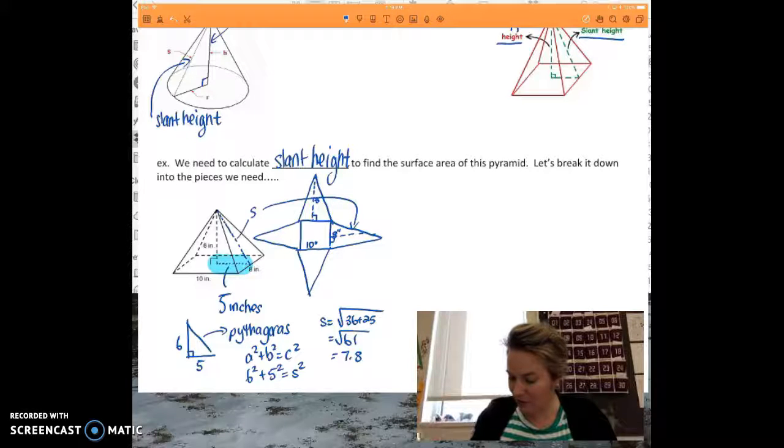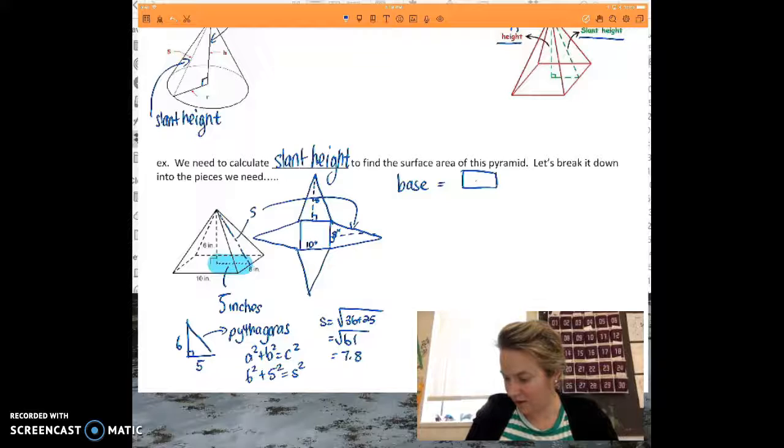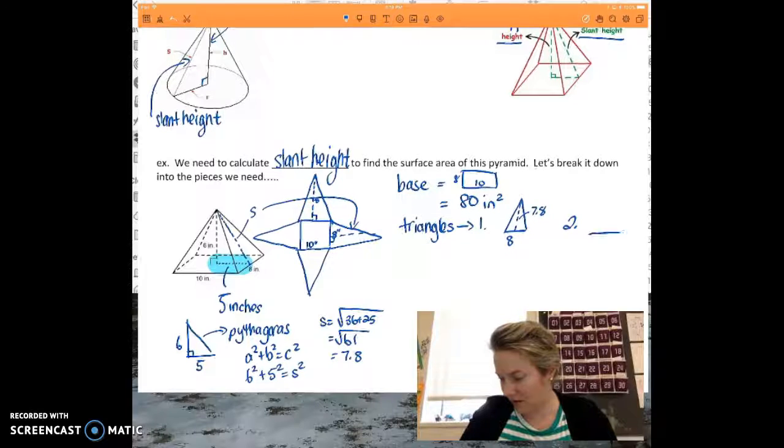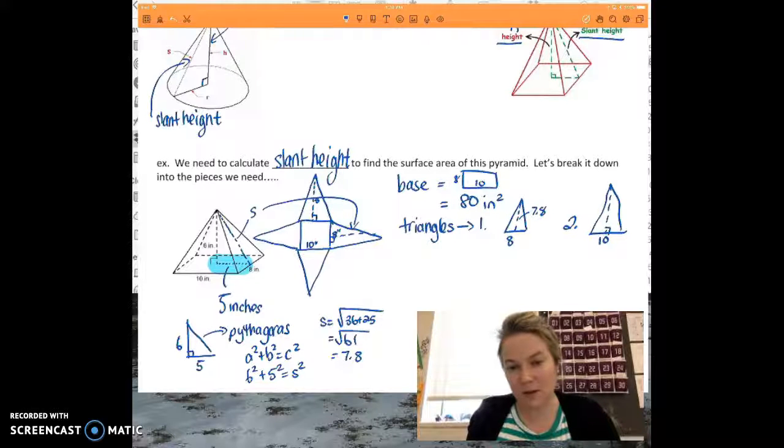So in order to find the surface area, we know that the base is a rectangle, 10 by 8, so the area is 80 inches squared. And we have two different types of triangles. We have one, which is 8 by 7.8. And we have another one that's going to be 10 by, do we know that one yet?